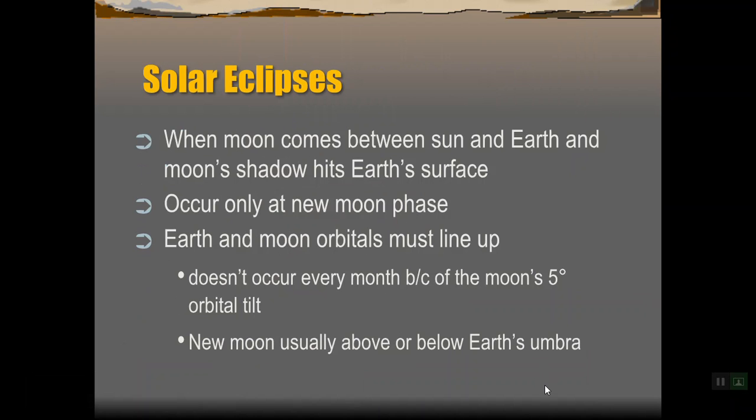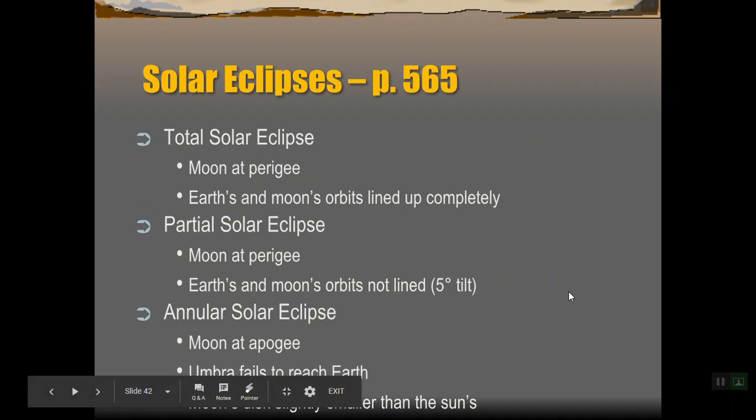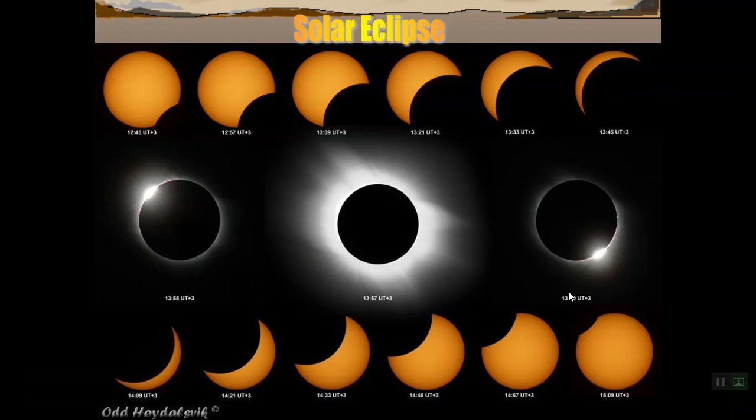Now, solar eclipses are a little bit of a different story. This is when the moon comes in between the sun and the earth. They only occur at new moon phase, and the earth's orbit and the moon's orbit have to line up. Here's a picture of a total solar eclipse here in the middle, and you can see the moon is totally black because that's new moon phase.